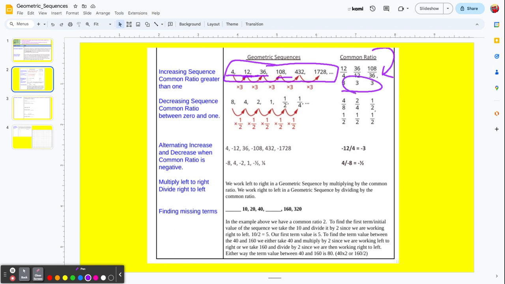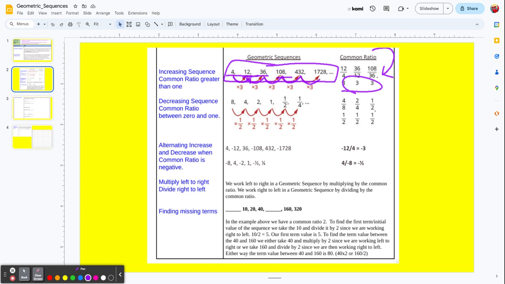Then we use it to find the next term. You're multiplying by 3. So 4 times 3 is 12. 12 times 3 is 36. 36 times 3 is 108. 108 times 3 is 432. 432 times 3 is 1,728. If I wanted the next term, I use my calculator. I go 1,728 multiplied by 3 and get the next value. Okay? That's an example of an increasing geometric sequence.